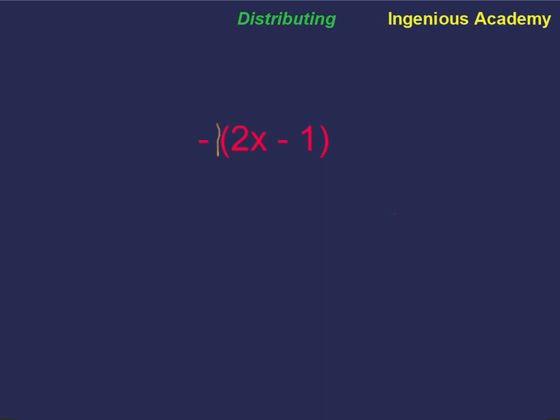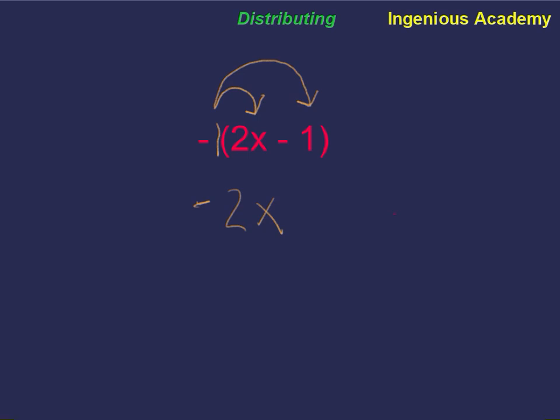First, we're going to multiply twice. So we're going to take negative 1 times 2x. Then we're going to take negative 1 times negative 1. Now let's watch our signs. So we have a negative 1 times a positive 2, which is going to give us a negative 2x. The second multiplication, we have a negative 1 times a negative 1.